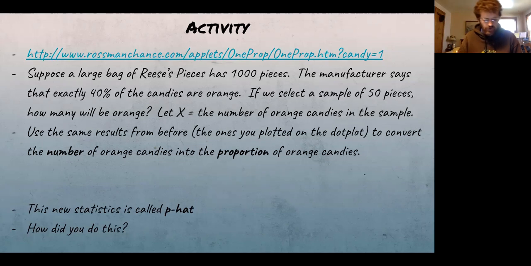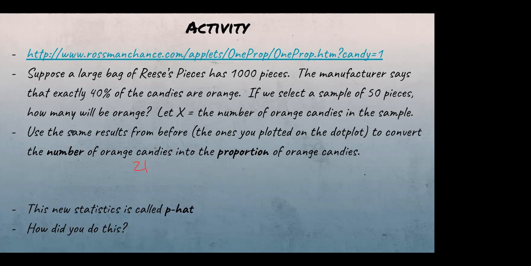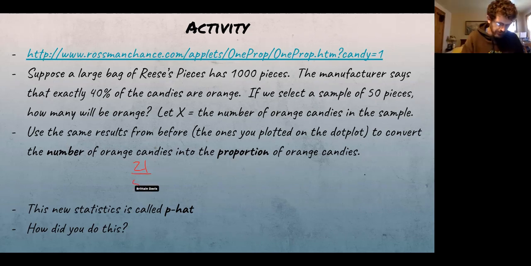So let me start with an example. The very first result I got was 21 orange candies. How do I convert that into a proportion? What calculation should I do? Divided by 50. All right, when I do that, that becomes 0.42. So you can do the same with your 5 results.